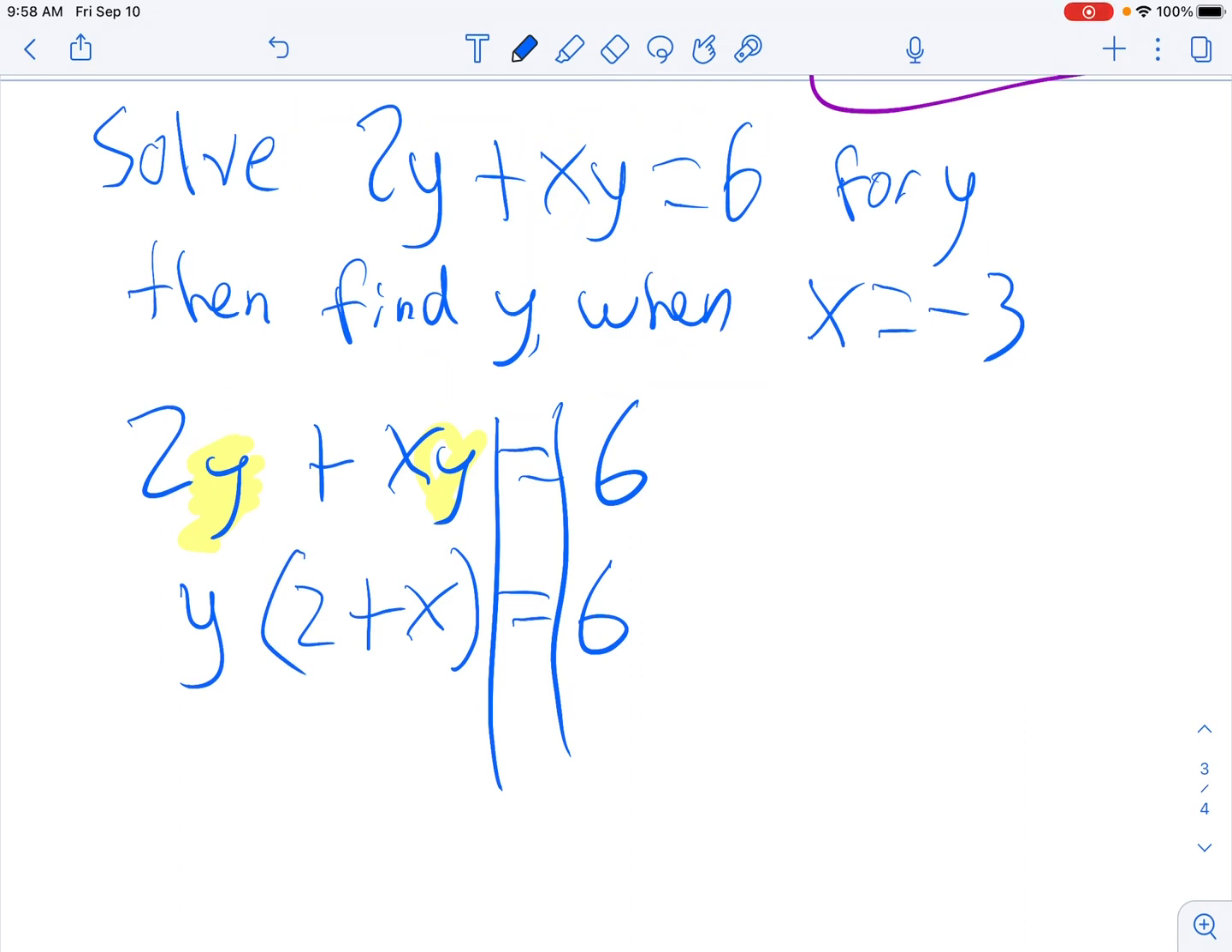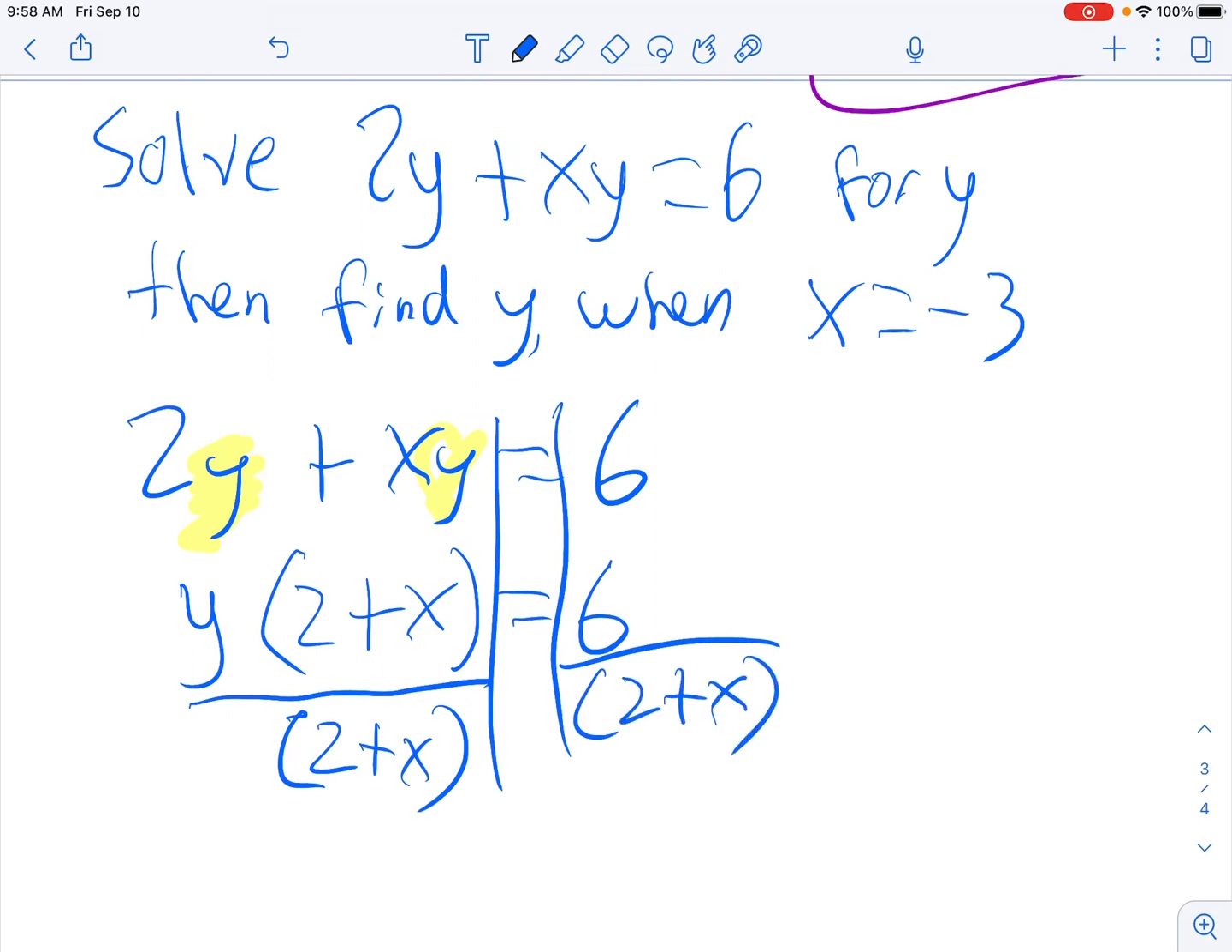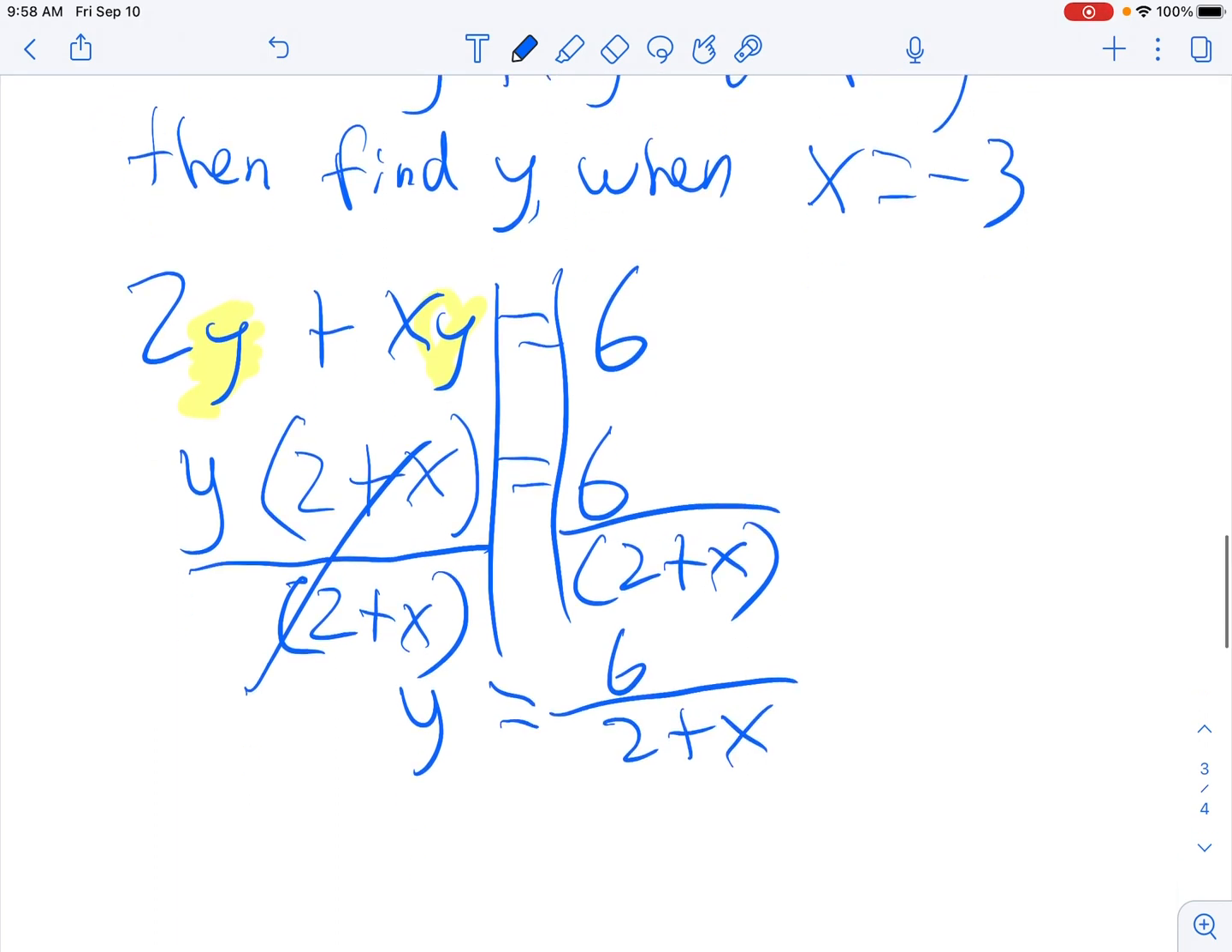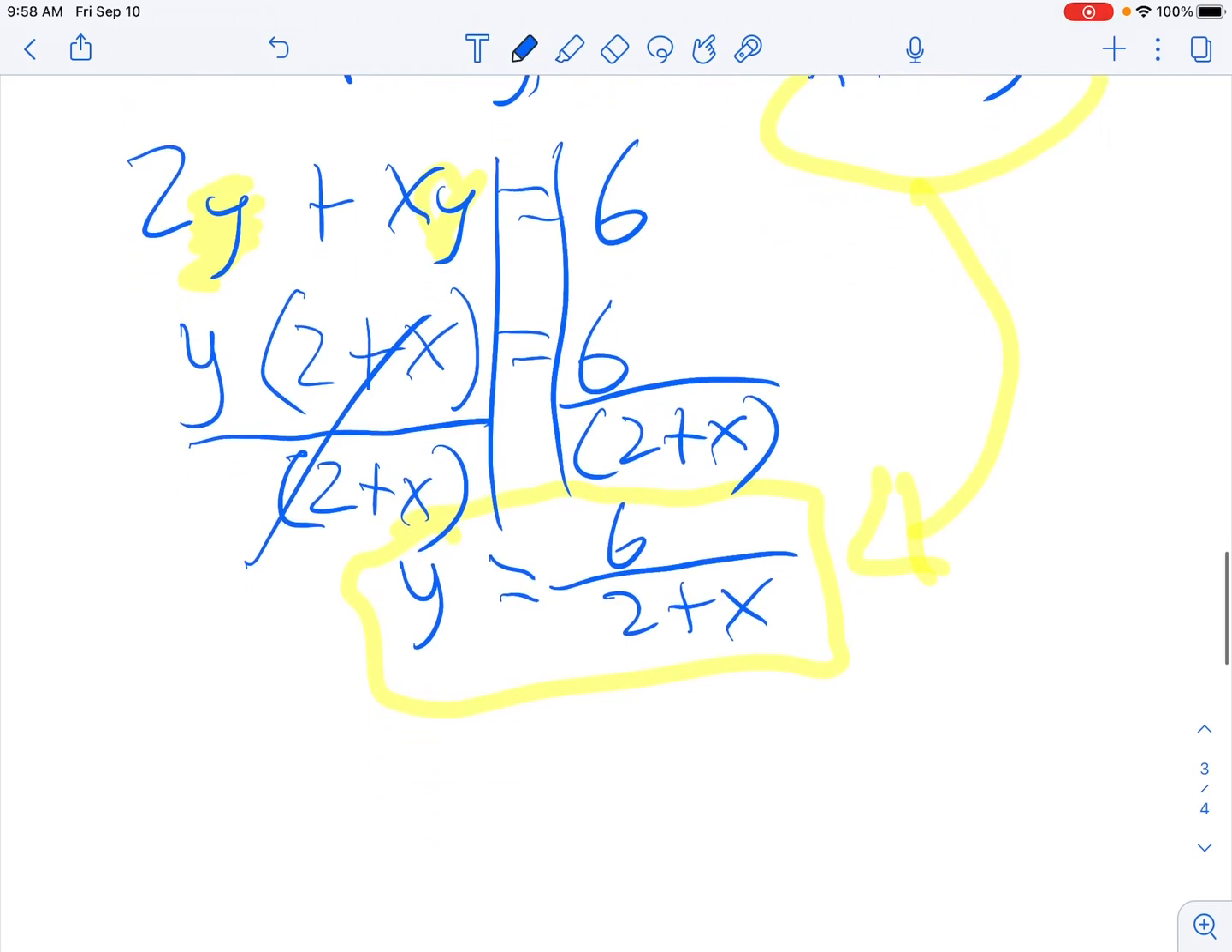Gotta get blue. And now the last step, again, this is y times whatever's in my parentheses, y multiplied by whatever's in my parentheses. You undo multiplication with division. So I'm going to divide both sides by 2 plus x. This cancels out. All I'm left with is y equals 6 over 2 plus x. Solve for y is done, okay? This is how we solve for y.